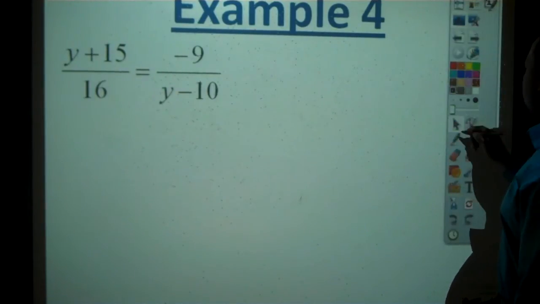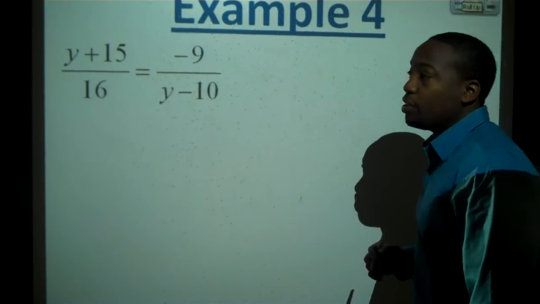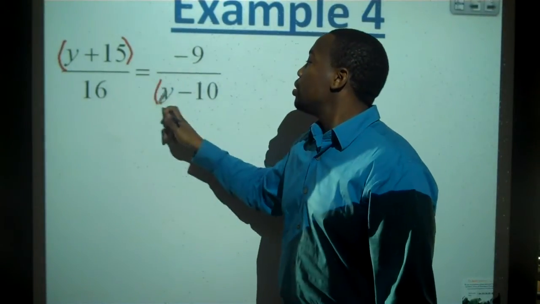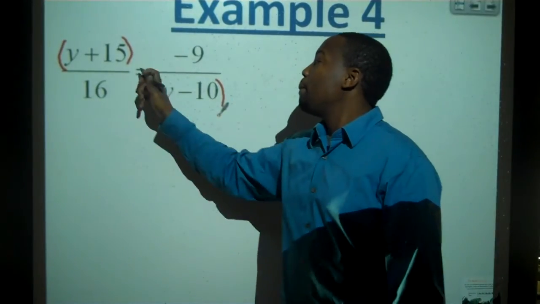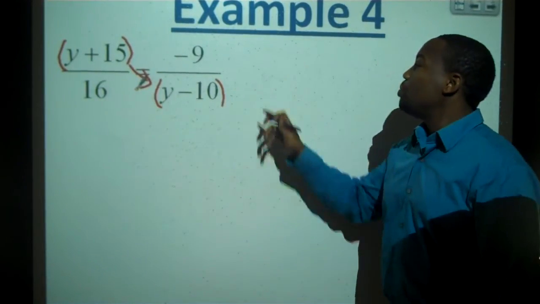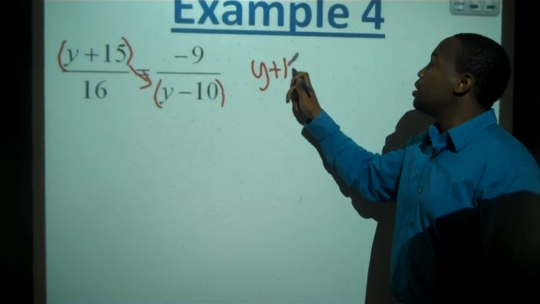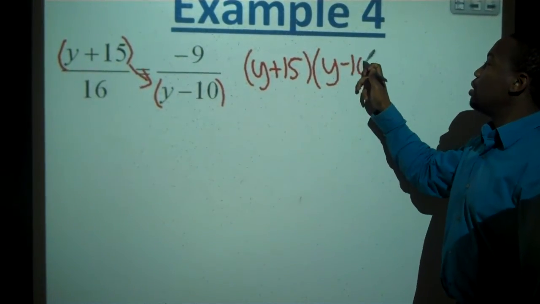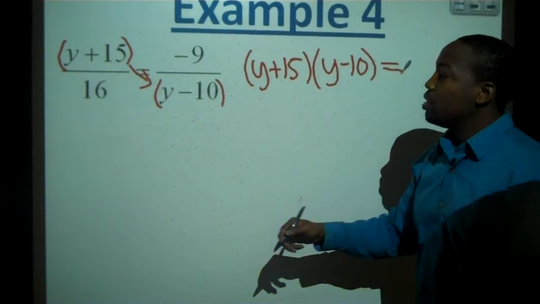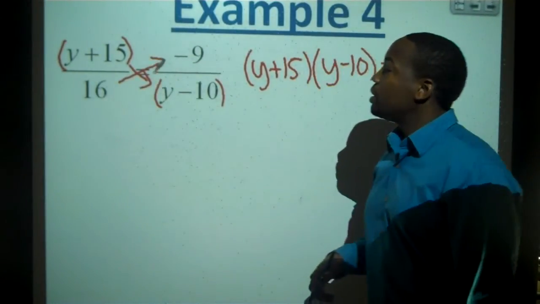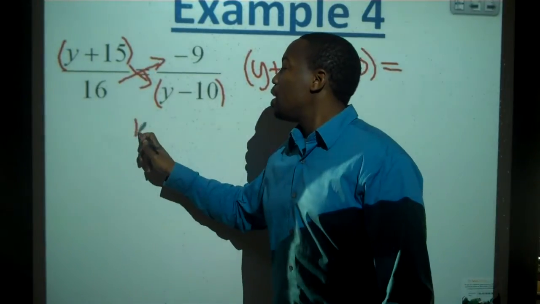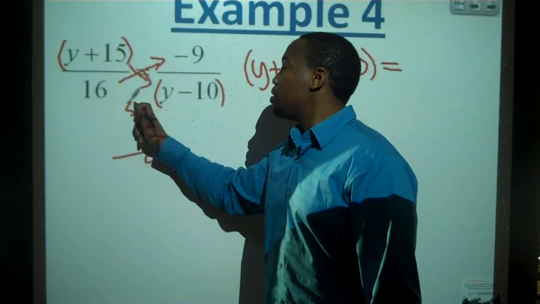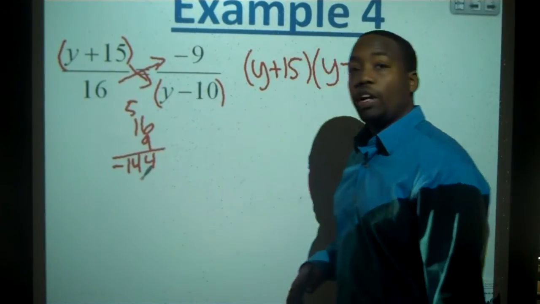Alright. Now let me show you what I mean by exponents higher than 1. So in this situation we have two binomials. Multiply this way. So this becomes y plus 15, right, times y minus 10. And then that's going to equal, multiply this way, 16 times 9, I believe it's going to be 144, but let's go ahead and make sure, yeah, negative 144, right?